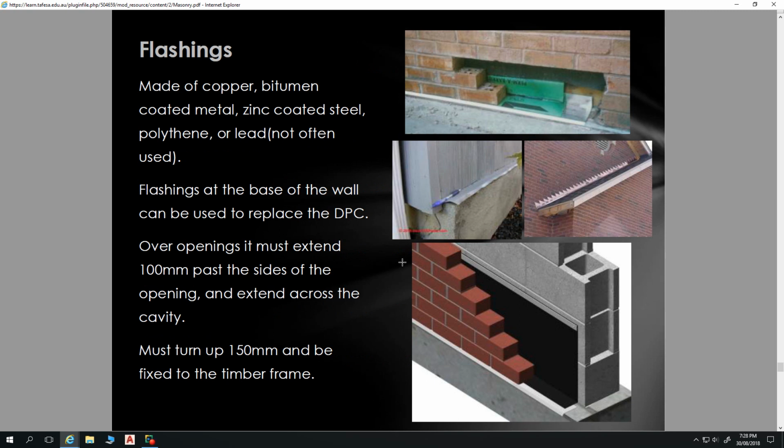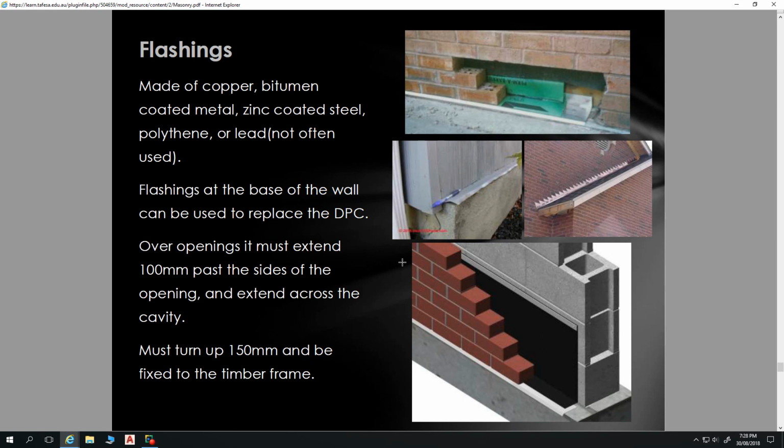Flashings can be made of copper, bitumen coated metal, zinc coated steel, polythene. A lot of old houses use lead for flashing. You don't use lead anymore for flashing because of health concerns. There are also aluminium flashings with a sticky bituminous backing. There's also another type of flashing material which is almost like a double-sided tape, which is called one-on-one, that you can stick something on and then stick something onto that one-on-one material as well to produce a flashing.